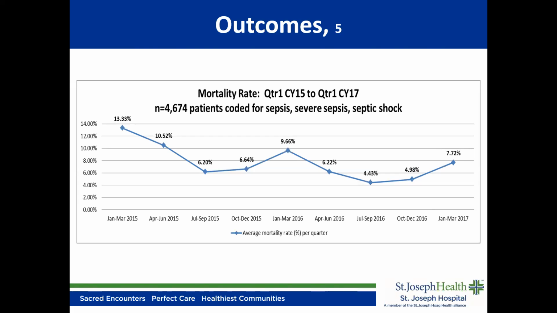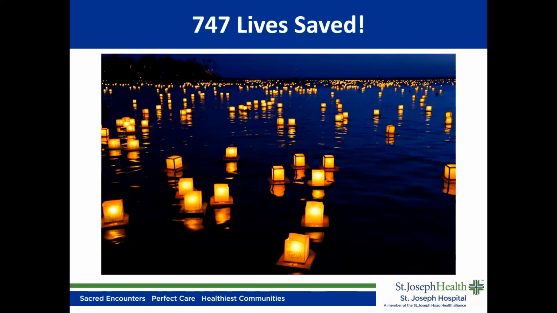And this shows our mortality data. Again, a very favorable downward trend in our mortality. This shows almost 50% reduction in our mortality rate since 2015. But in fact, in 2014, our mortality rate ranged from 28 to 30%. So this is a dramatic decrease in mortality. And that decrease basically equals 747 lives saved since 2014.